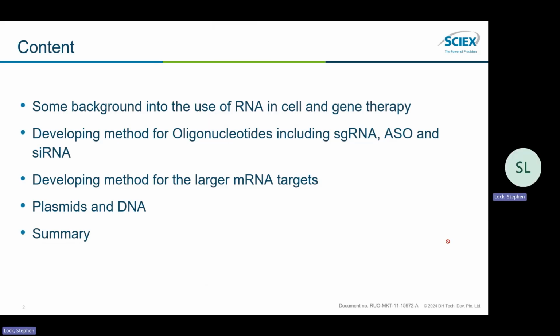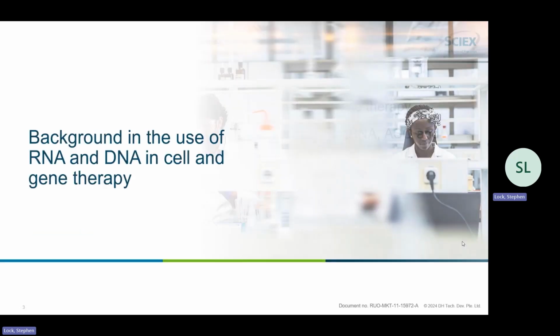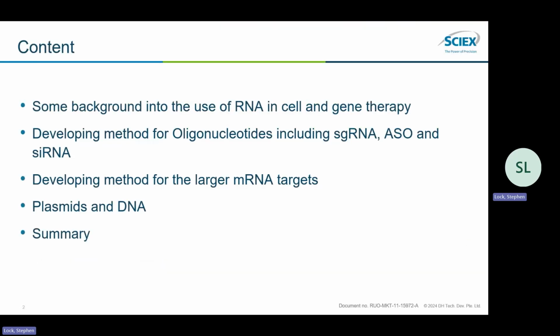So I just want to go through some of the contents that I'll cover today. We'll cover some background to the use of RNA in cell and gene therapy. We'll look at how you can use CE in developing methods for oligos, including small guide RNA, ASOs, and small interfering RNA. We'll discuss how you can develop methods for larger mRNA, or messenger RNA, targets. We will look at how CE has been used to analyze plasmids and DNA molecules, and then we'll finish up with a summary of the content today.